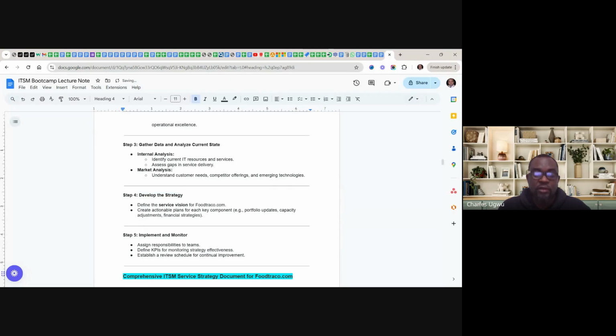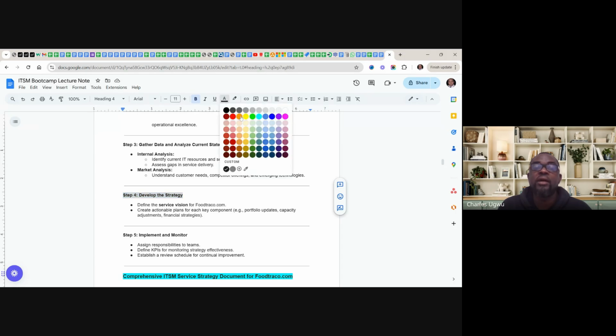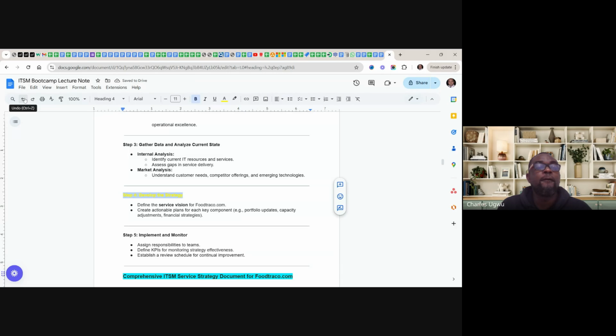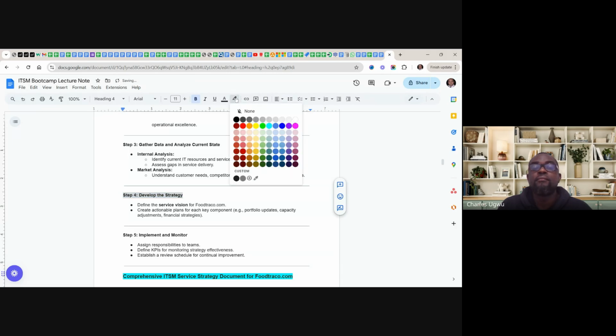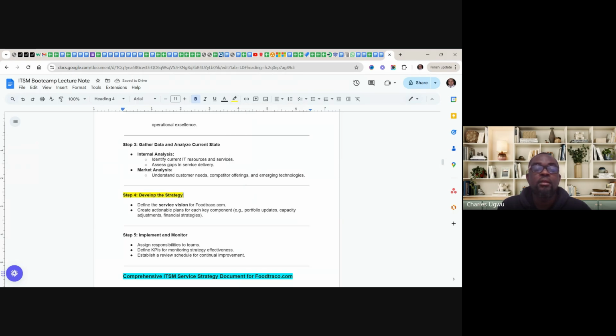And in developing a service strategy, we didn't jump in and start writing the service strategy. You see a lot of things we need to put into consideration. We have to pass through this in order to develop a good service strategy. So define the service vision. There's what we call the vision statement: the IT service vision statement for FoodTrackO.